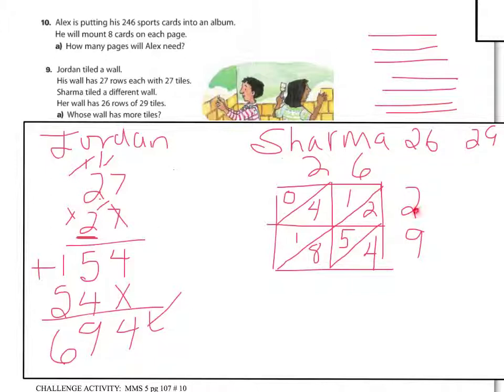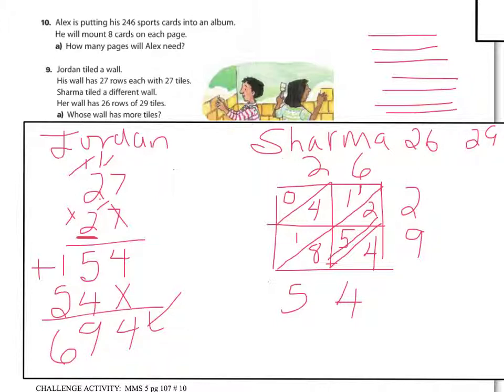Now remember, I need to add up the diagonal sections. Make sure that you are clear that it is the diagonal sections that you are adding. So 4 and nothing is 4. This diagonal section, ooh, that's going to be a little bit tricky. 5 plus 2 is 7 plus 8 is 15. I can't put 15 right here. I have to take that 1 and carry it, okay? So I cannot put 2-digit numbers down here.